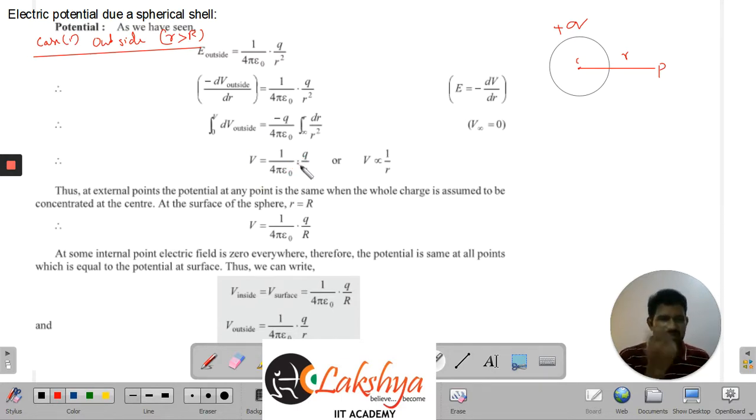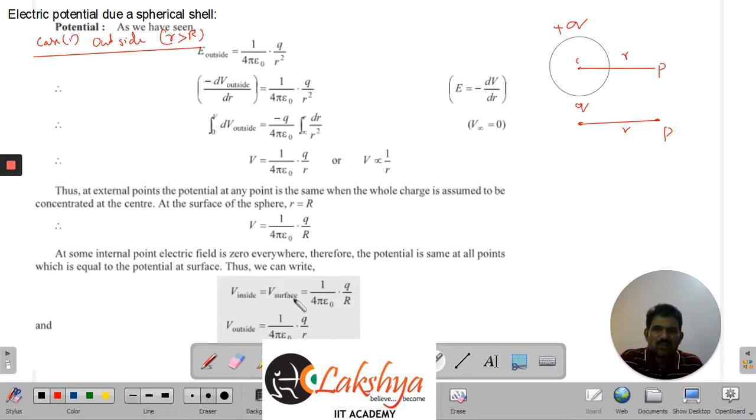So directly you can mention it by shell theorem. For this shell, according to the shell theorem, this will behave like a point charge placed at its center. So you can directly consider like a point charge is placed here at this point, and we need to find the potential at this point, which is at a distance of r from this. Then directly you can apply the formula 1 by 4 pi epsilon naught q by r. That means outside, it is inversely proportional to r. So this is the field potential outside.